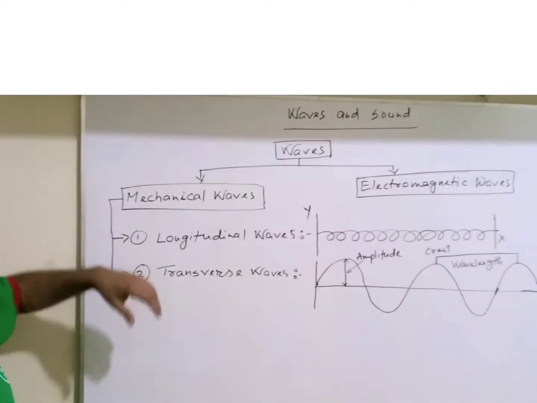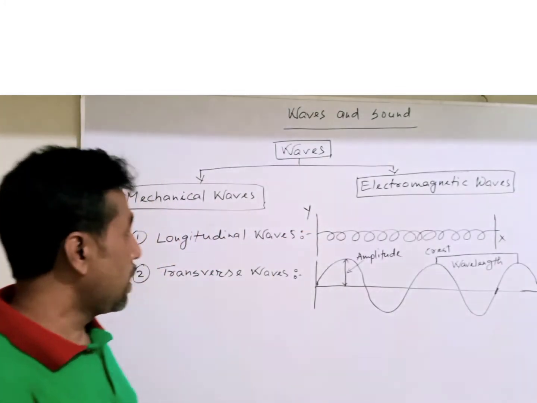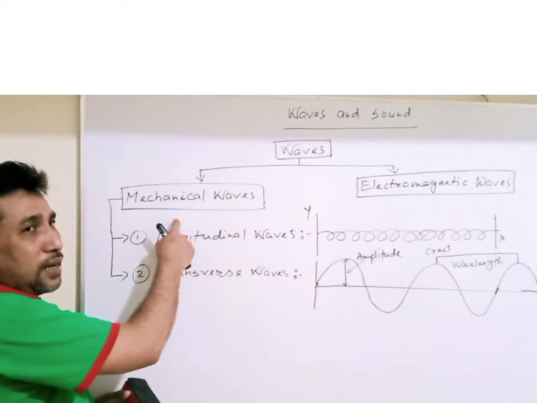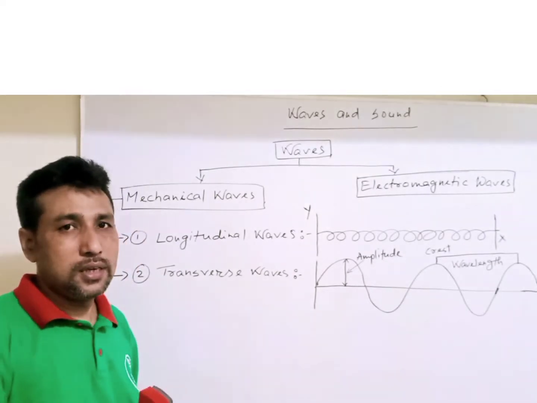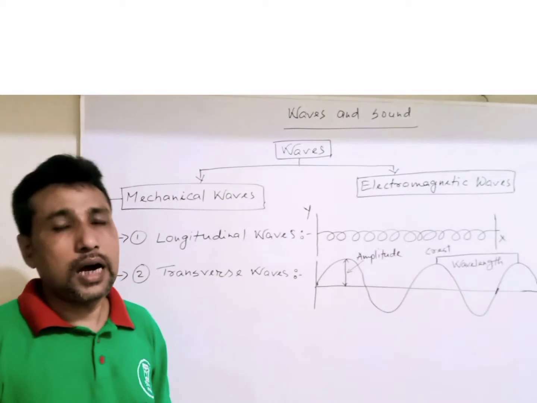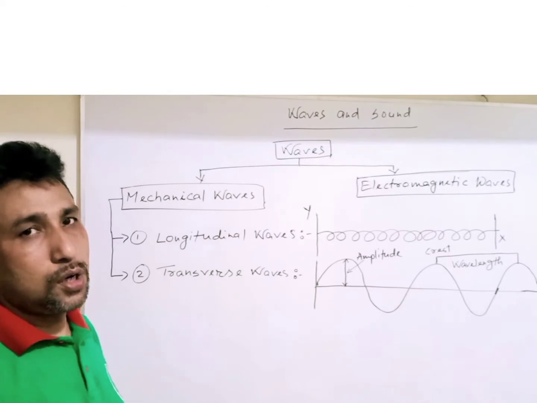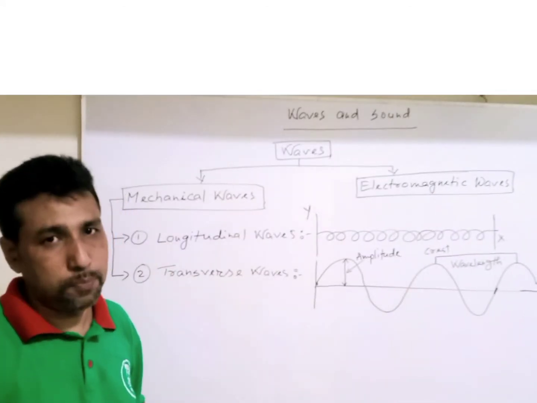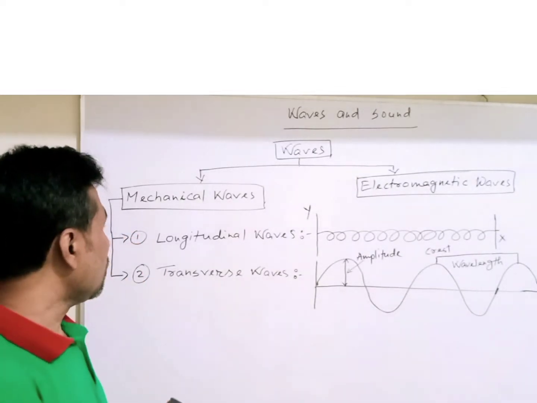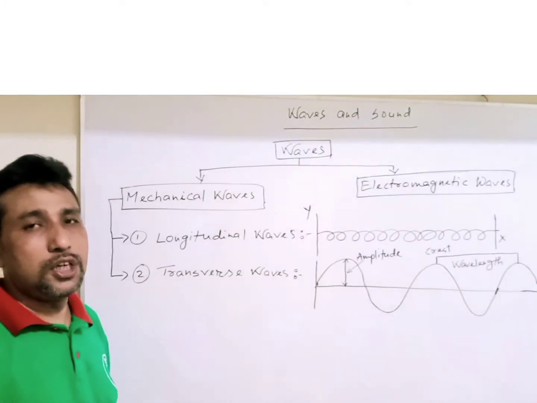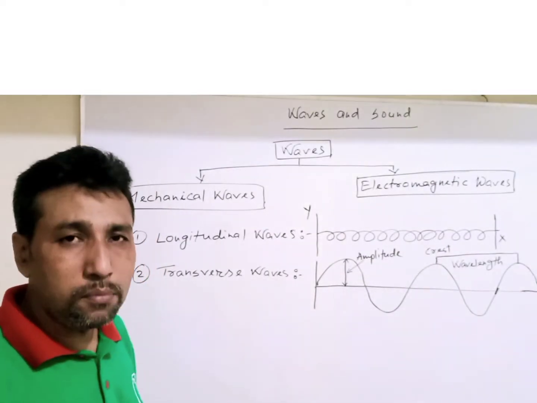Basically, the waves are of two types: mechanical waves and electromagnetic waves. Mechanical waves, what are mechanical waves? Mechanical waves are a kind of waves which require a medium to travel from one place to another. I mean, without a medium, mechanical waves cannot travel. It means they require any one medium, like a gaseous medium, liquid medium, or solid medium.